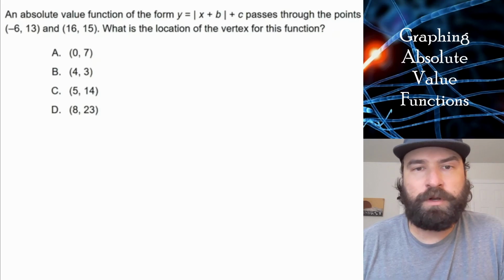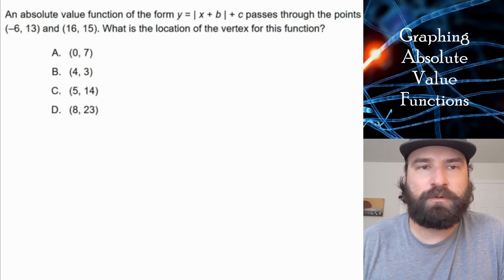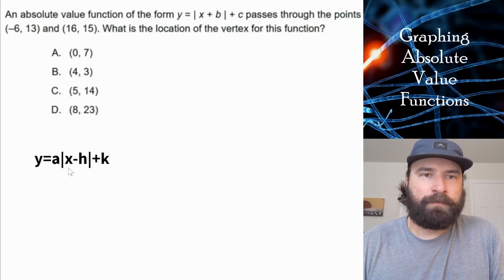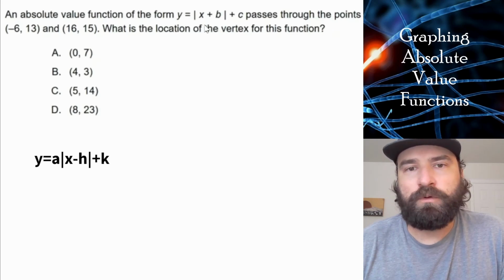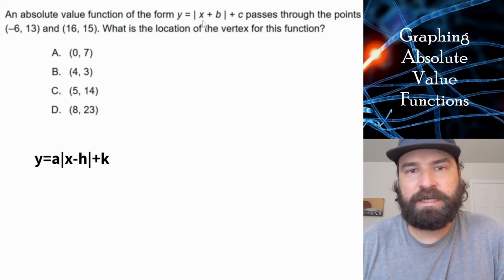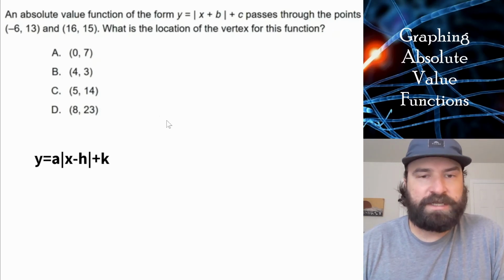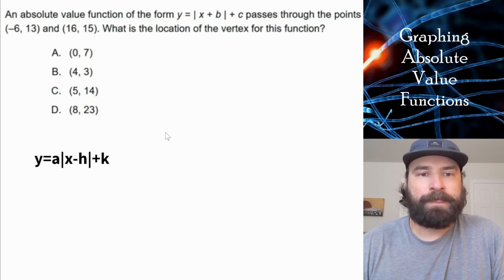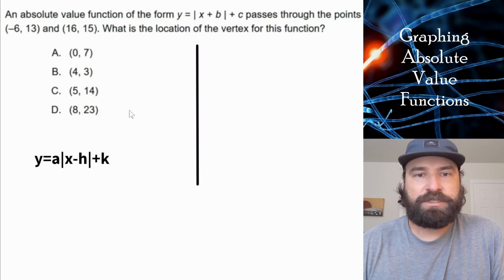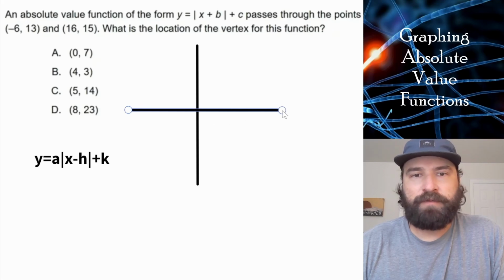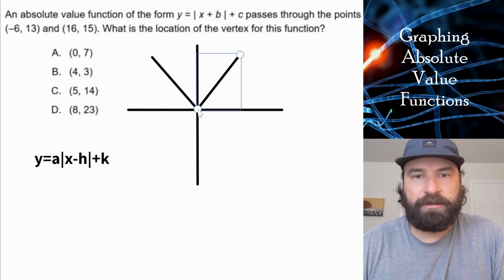All right, so it's important to know some stuff about absolute values to answer this question. This is our standard form of an absolute value function, where a is our stretch value and (h, k) is going to be our vertex. When they're telling us that y equals the absolute value of x plus b plus c, they're telling us that the a value is 1, which means the slope of our absolute value is 1. So the most basic absolute value function is just y equals the absolute value of x, which has a V shape.